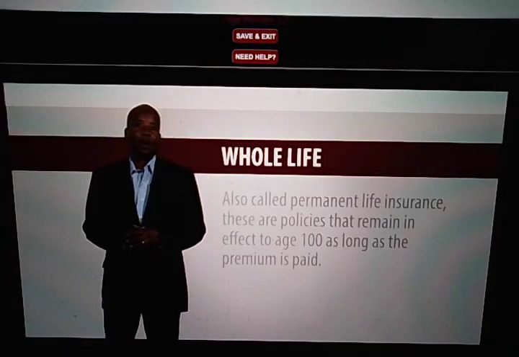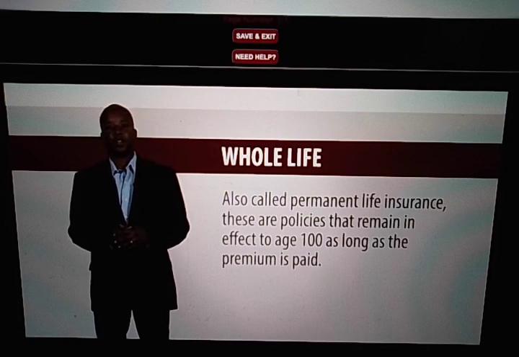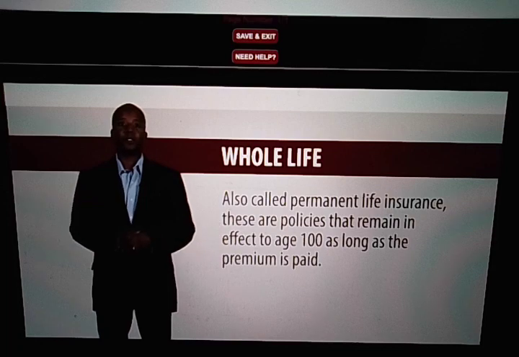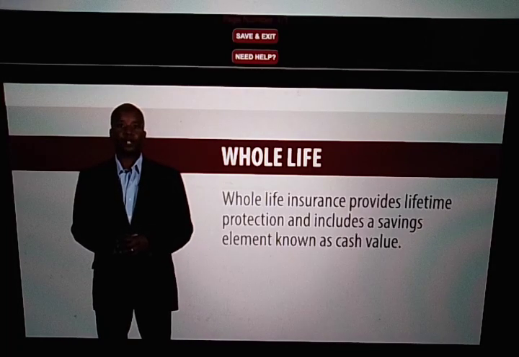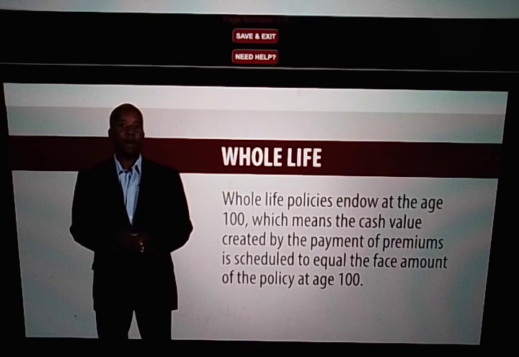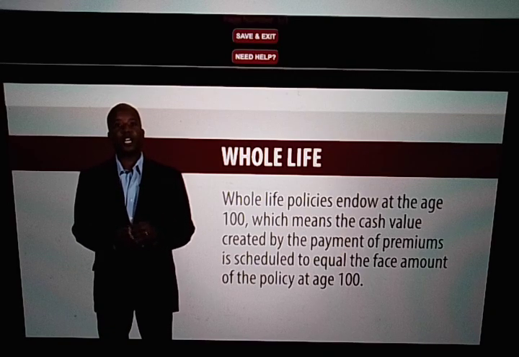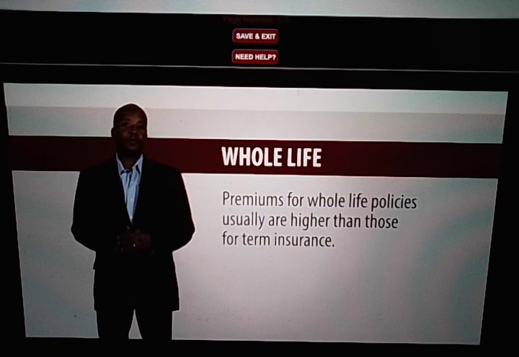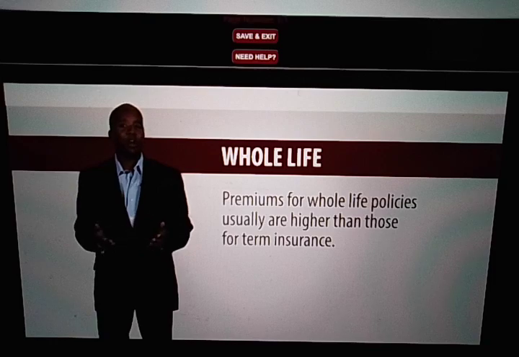Whole life. Also called permanent life insurance, these are policies that remain in effect to age 100 as long as the premium is paid. Whole life insurance provides lifetime protection and includes a savings element known as cash value. Whole life policies endow at age 100, which means the cash value created by the payment of premiums is scheduled to equal the face amount of the policy at age 100. Premiums for whole life policies usually are higher than those for term insurance.